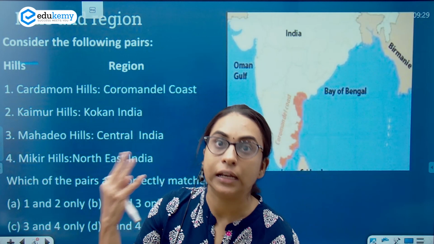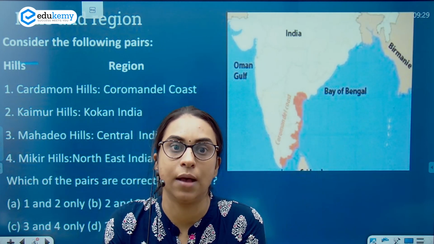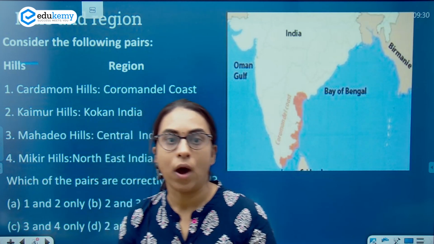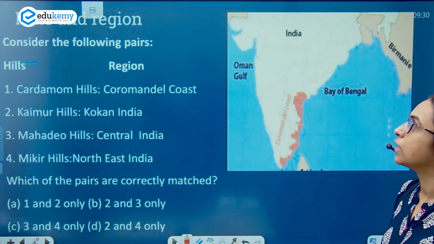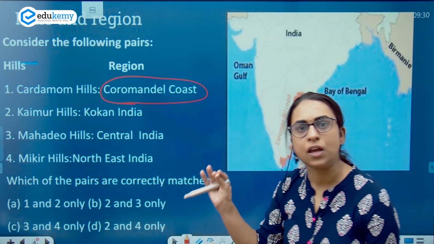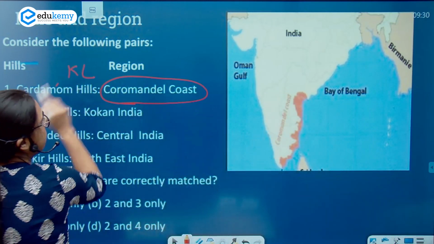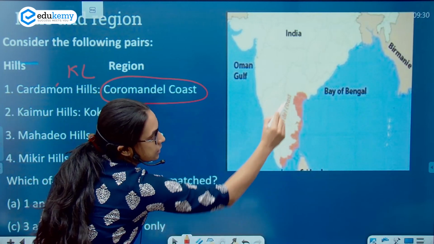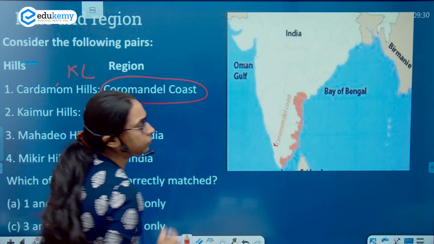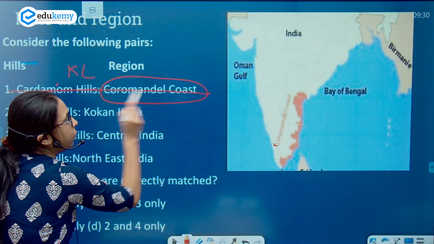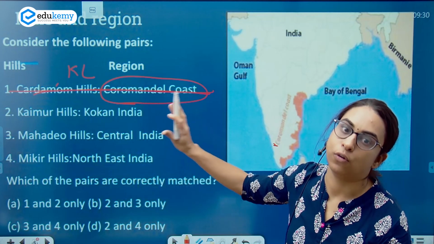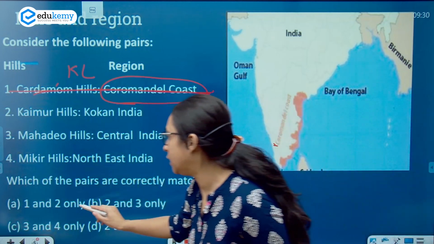Now I'm touching upon another theme that has been asked in the UPSC examination, which is about the hill and the region. Which hill is seen in which region? One of the questions was: the Cardamom Hill is in the Coromandel coast. It is fairly easy because the Cardamom Hill is in Kerala, but the Coromandel coast is Tamil Nadu and the eastern coast side. So here you can eliminate Cardamom and Coromandel easily if you have just the basic knowledge of the location of the coast and of the hills. So one becomes easily eliminated here.